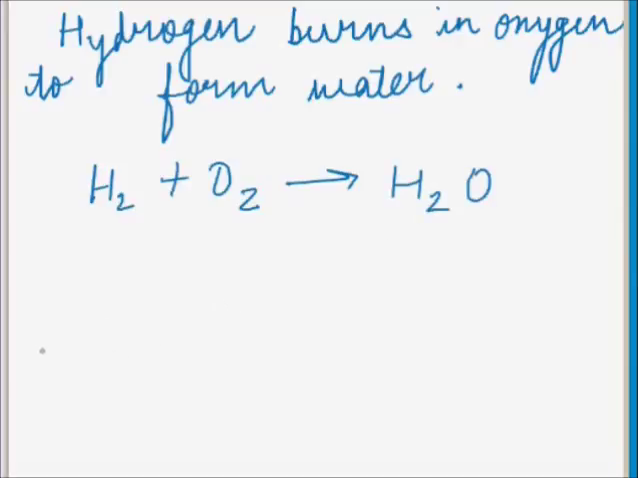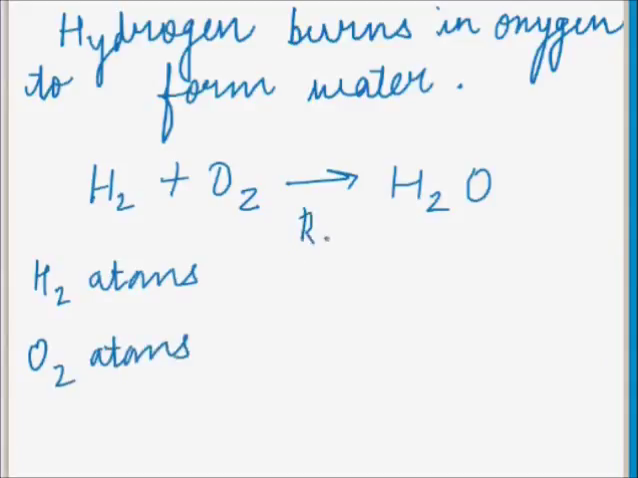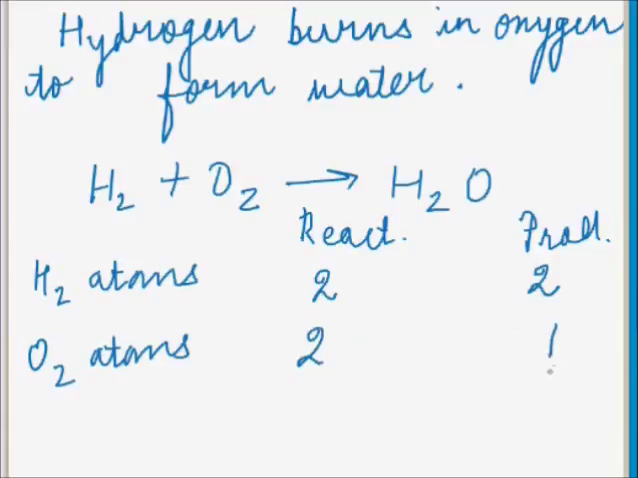So let us count the number of hydrogen and oxygen atoms in reactants and products. Number of hydrogen atoms, number of oxygen atoms on reactant side and on product side. So there are 2 hydrogen atoms on reactant side and 2 on product side, 2 oxygen atoms on reactant side and 1 oxygen atom on the product side. So the number of hydrogen atoms is equal on both sides, but the number of oxygen atoms is unequal.